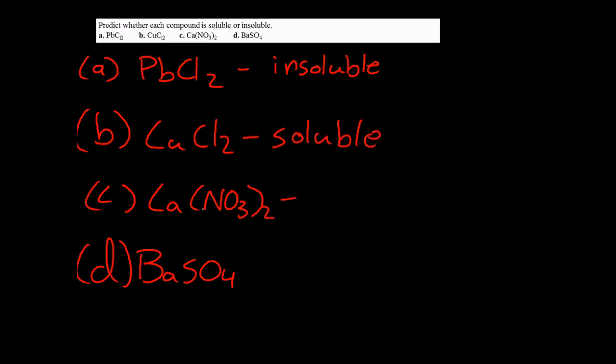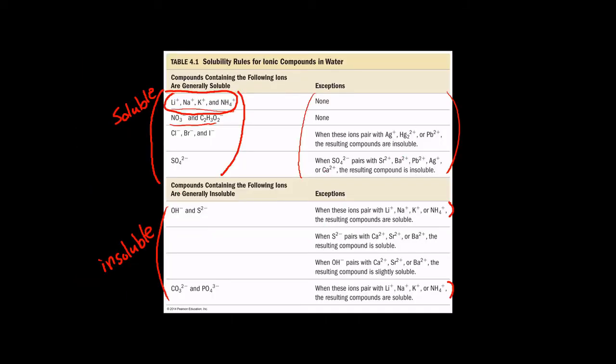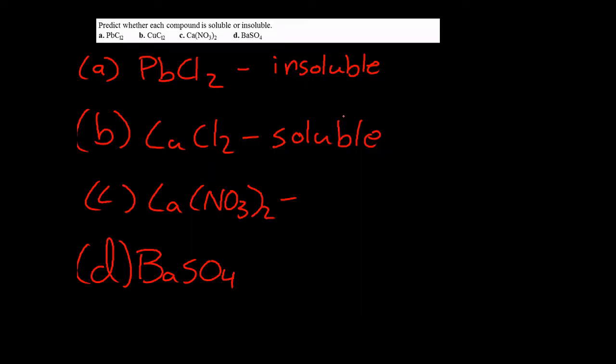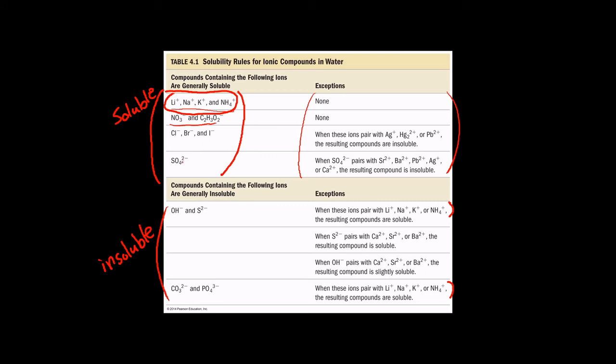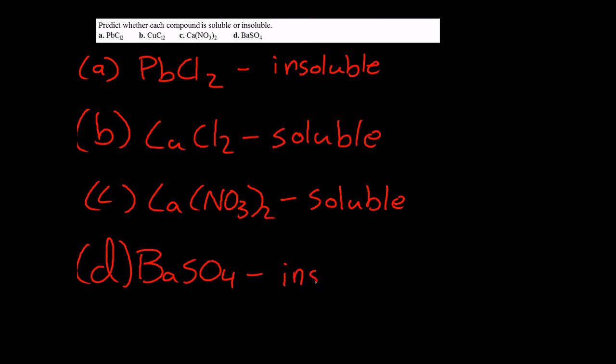Calcium nitrate. Calcium, we don't have a rule for. You can see that it's an exception actually to 2 different things. Here it's an exception for being insoluble, and here it's an exception for being soluble. But we don't have a rule for calcium. We do have a rule for nitrate, and that rule is that everything nitrate is soluble. No matter what you attach it to, it is going to at least be somewhat soluble. No exceptions. And then the last one here, barium sulfate. Sulfate is generally soluble. However, barium is an exception to that. And so this is insoluble.